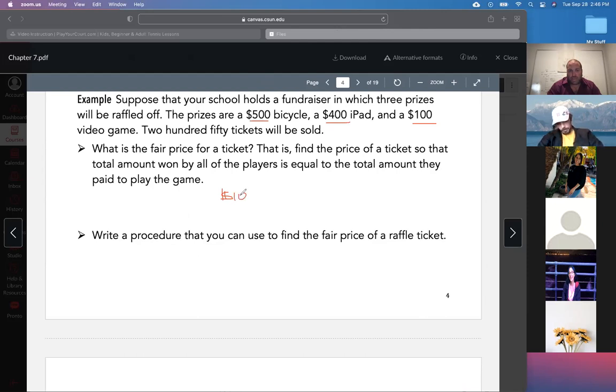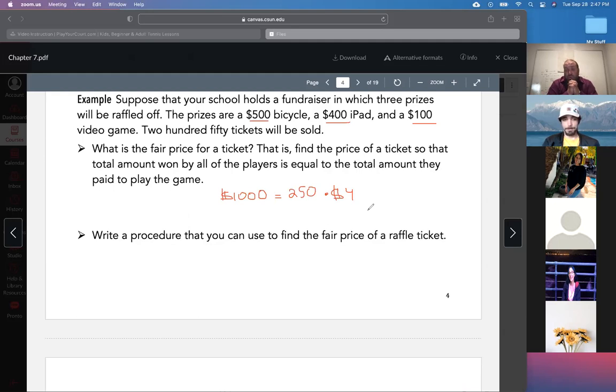That means the people running the game need to spend $1,000 to buy their prizes, which means they better make $1,000 so that they can buy the prizes. So if there's 250 tickets, each ticket must cost how much? $4 per ticket gives exactly $1,000 earned, exactly $1,000 spent. Hey, it's a fair game.